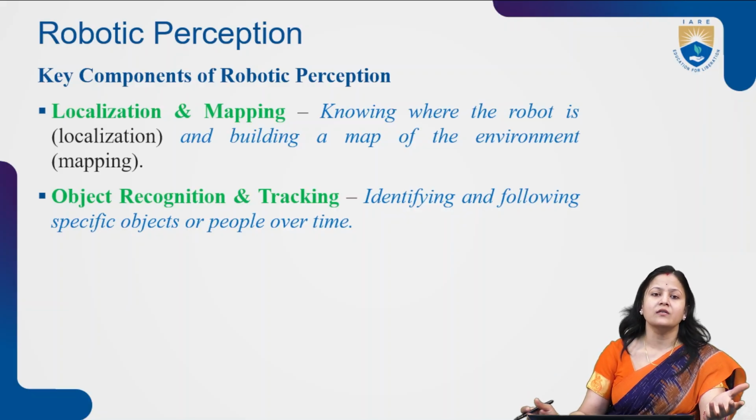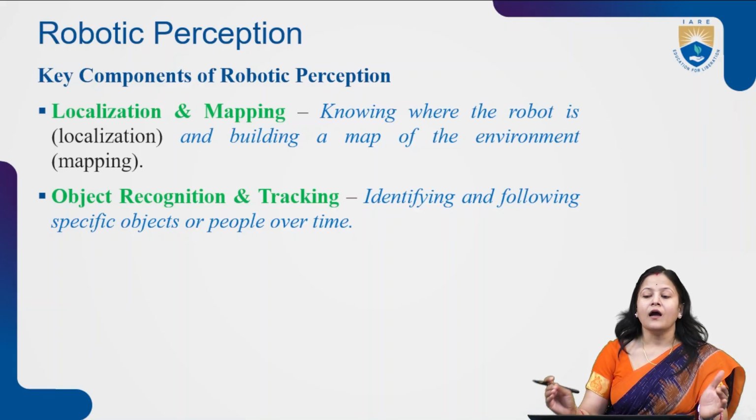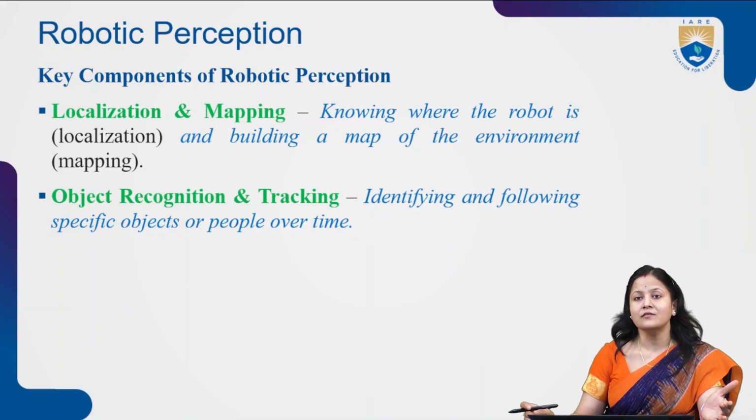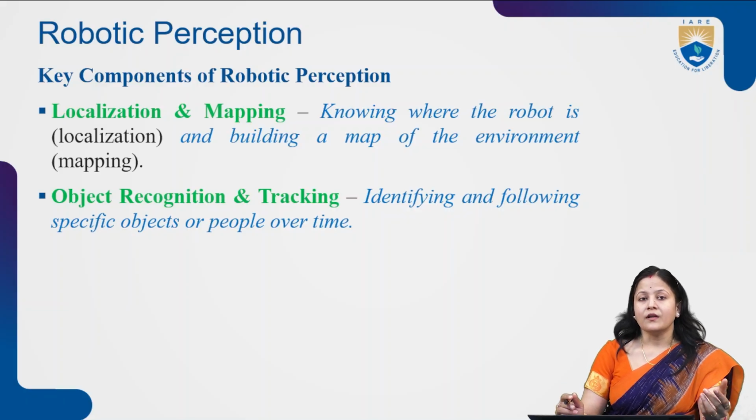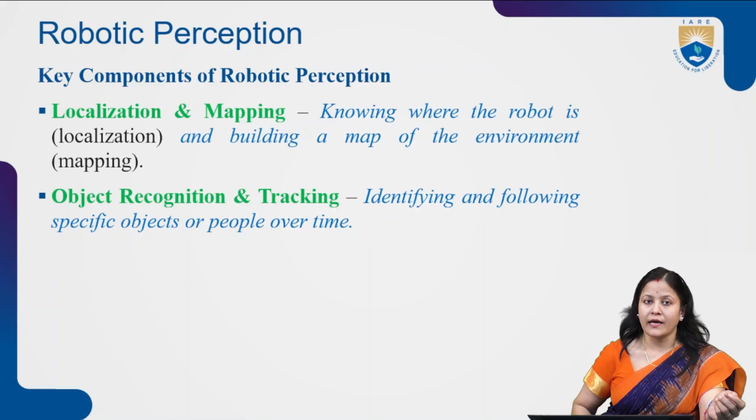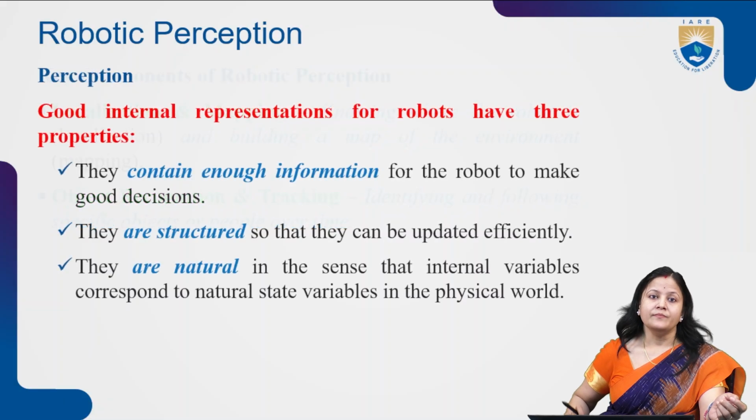That is why we consider different spaces. The real space where the robot is present is called the workspace, and the virtual space, which is configured with the help of software, is called the configuration space. Now the next term is object recognition and tracking. In object recognition, the agent has to identify and follow specific objects or people over time. So these are the important components of robotic perception.